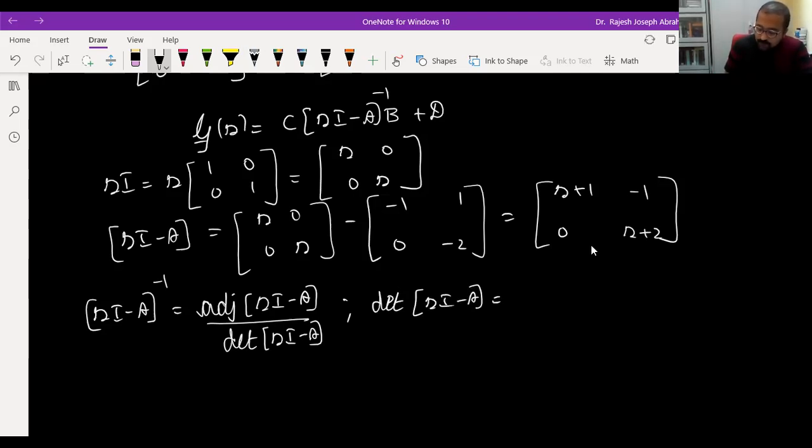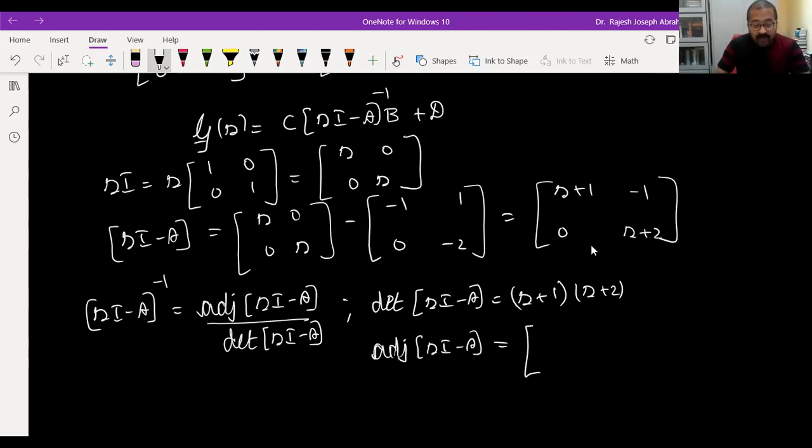S plus 1 into S plus 2 minus 0. So you will get S plus 1 into S plus 2. Okay, and what will be the adjoint? Adjoint of SI minus A. What will that be? Cofactor transpose. So how will you find the cofactor?